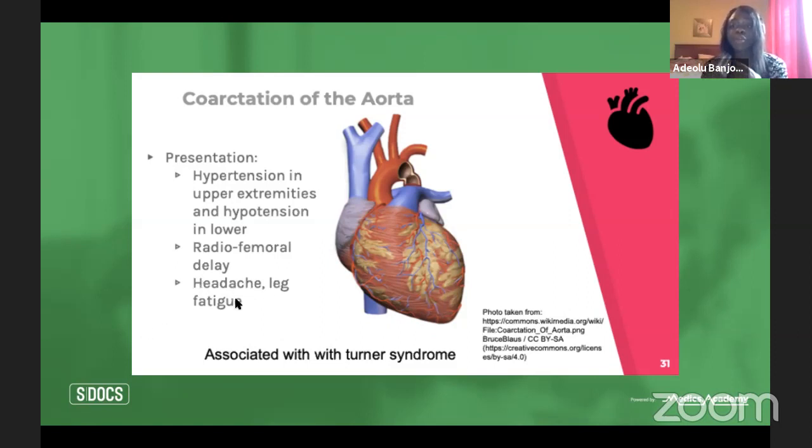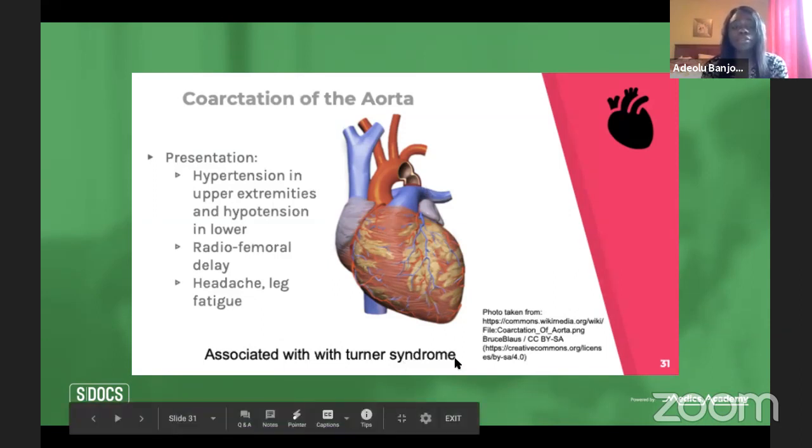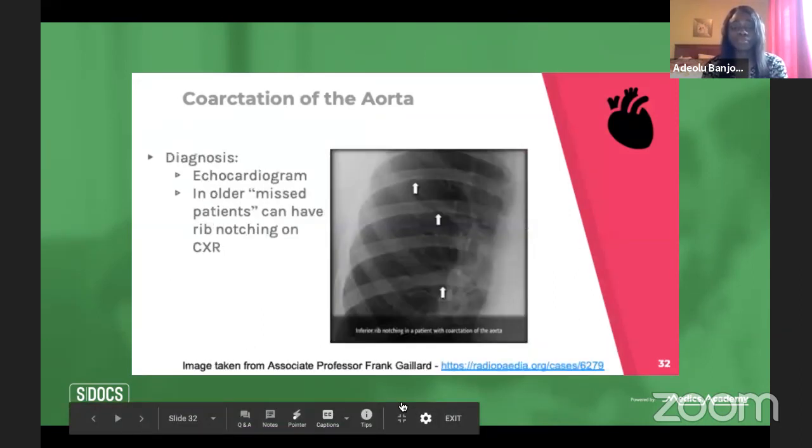Headache is just because you're having so much blood going to your upper part of your body because of that narrowing that's distal to your vessels that lead to your head and neck. And leg fatigue is because your lower half of your body isn't getting enough blood, so you get fatigue. And this is associated with Turner syndrome.